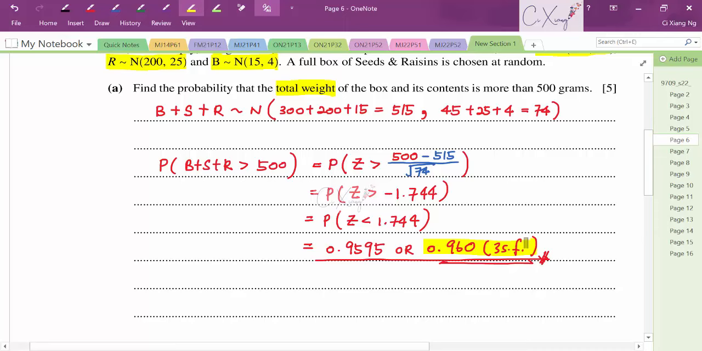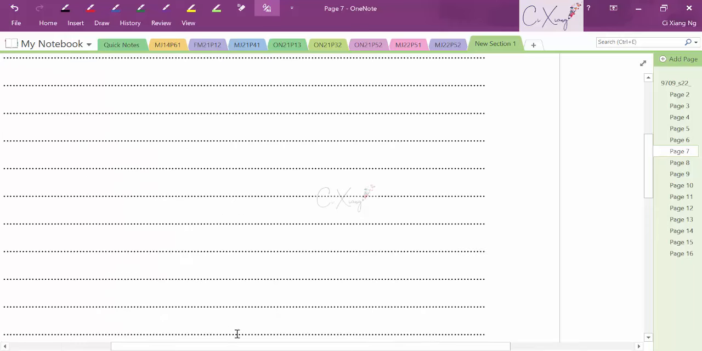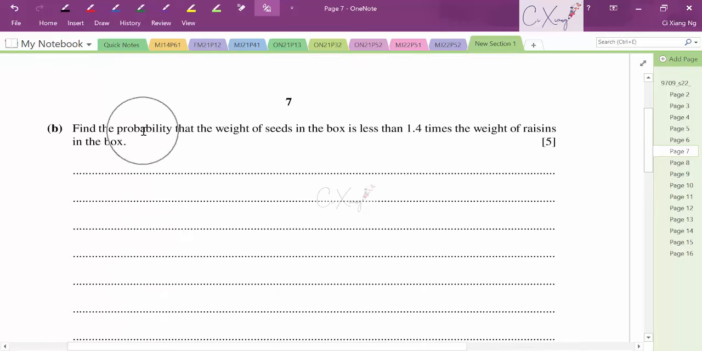All right, then now we can proceed to part B. For part B, they want us to find the probability that the weight of seeds in the box is less than 1.4 times the weight of raisins in the box. To translate this whole sentence into a symbol, they want us to calculate the probability where the weight of seeds, which is S, is smaller than 1.4 times the weight of raisins. So it should be 1.4 times R. This is the probability that they want us to find out.